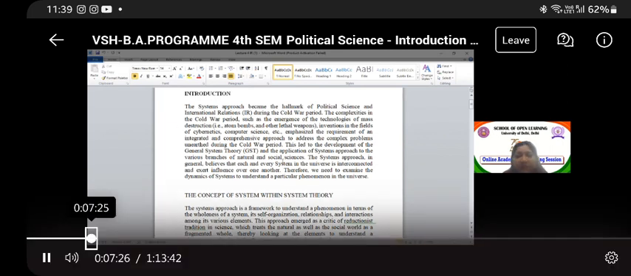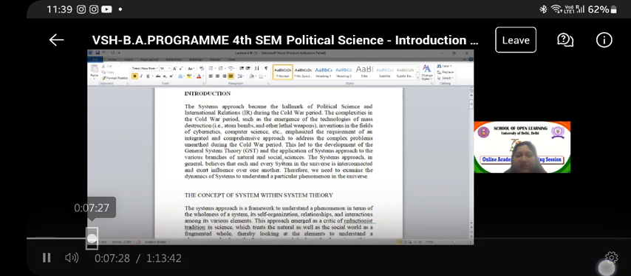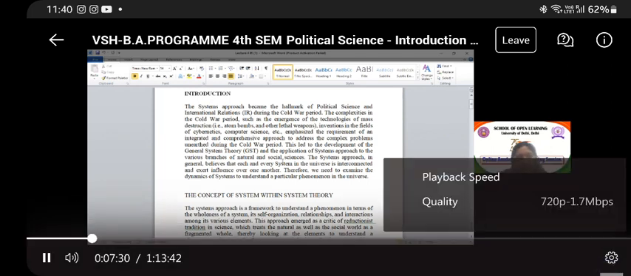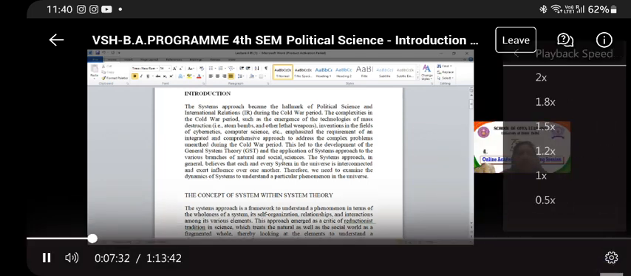Okay, so therefore we need to examine the dynamics of the systems. We need to understand them in isolation. एक एक करके उनको समझने की जरूरत है to understand the whole working of the universe.